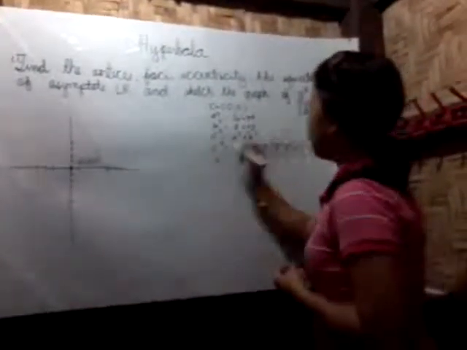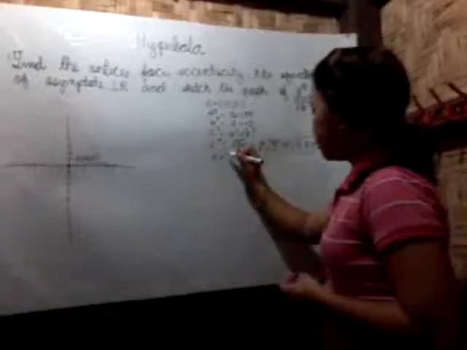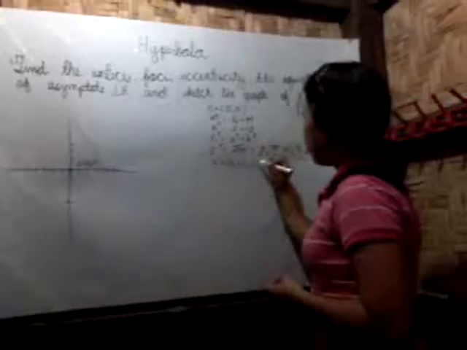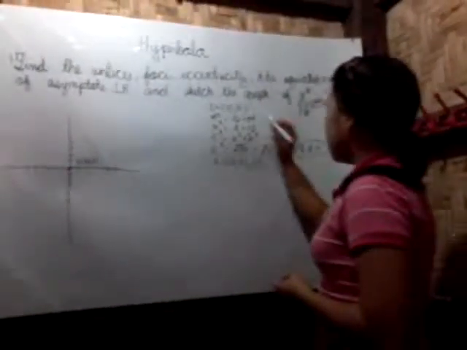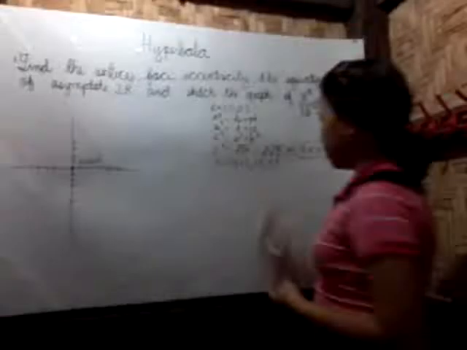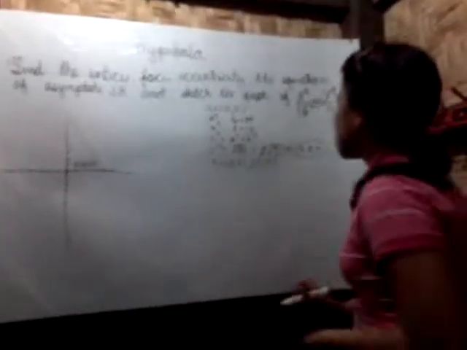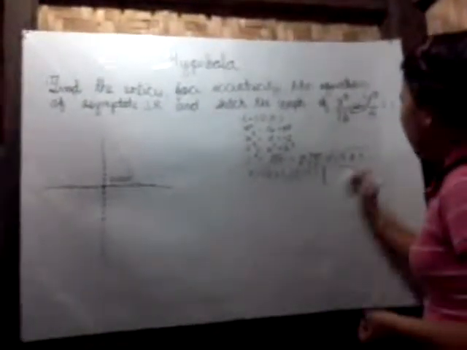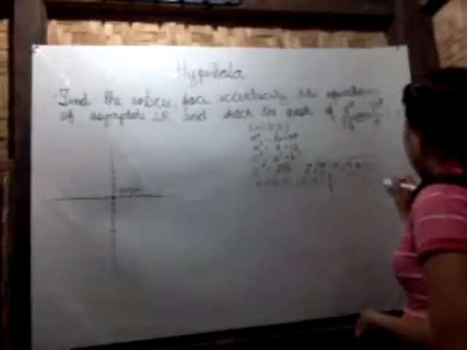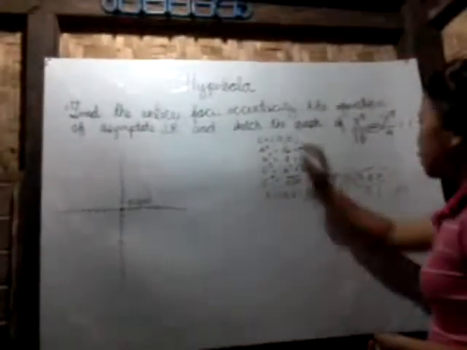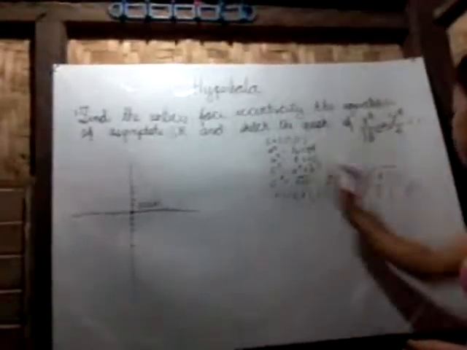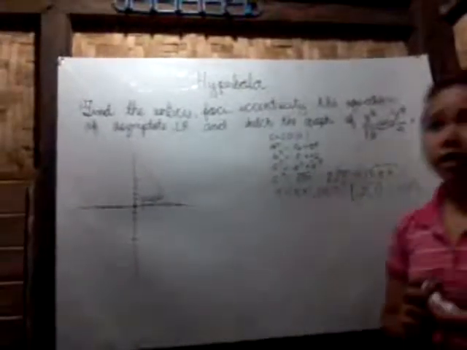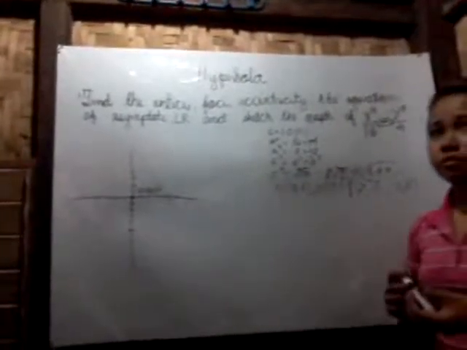Now let's proceed to the vertices. Copy the 0 from the center: 0 plus 4. Copy again the 0: 0 minus 4. So there, we already have our vertices. Let us proceed to the endpoints of the conjugate axis. Again, copy the 0 from the center: 0 plus 2 equals positive 2, 0 minus 2 equals negative 2. So now we already have the vertices and the endpoints of the conjugate axis.